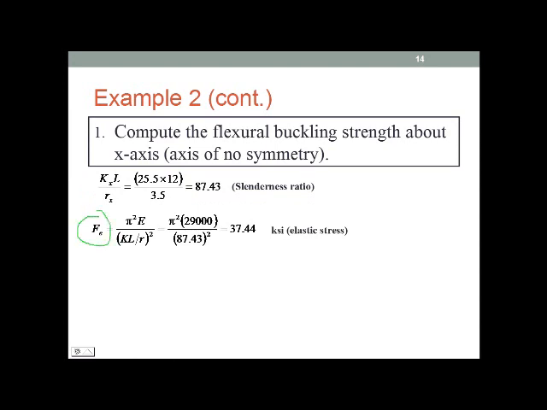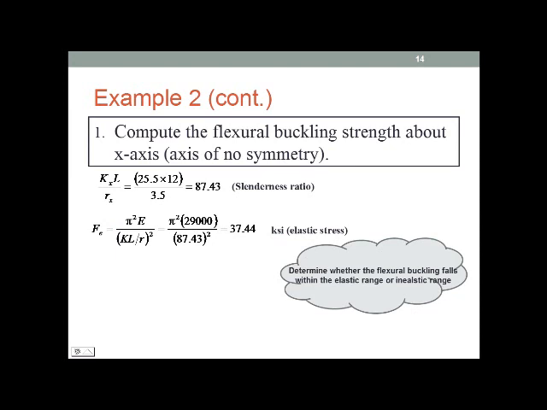Calculate the elastic stress, Fe. If you substitute for the unknowns, you'll get an elastic stress of 37.44 ksi. Determine whether the flexural buckling falls within the elastic range or inelastic range. Therefore, we have to calculate the limiting value 4.71 multiplied by the square root of E/Fy.